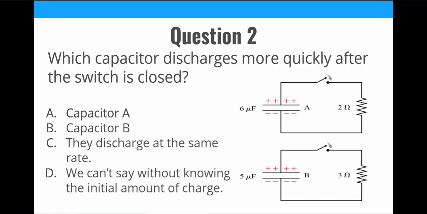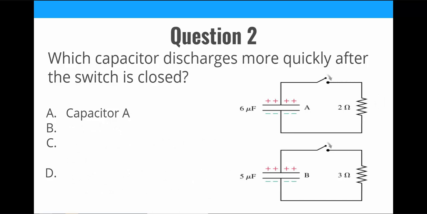It's a little hard to look at because you go, okay, I have 6 microfarads on the first one and 5 on the second one. With a smaller capacitance, it would probably have less charge on it with the same given voltage. And if that's true, the problem is this has a higher resistance, and that one has a smaller resistance. With a higher resistance, the current's not going to flow as fast. So in this case, A will discharge the quickest because it has the least resistance.